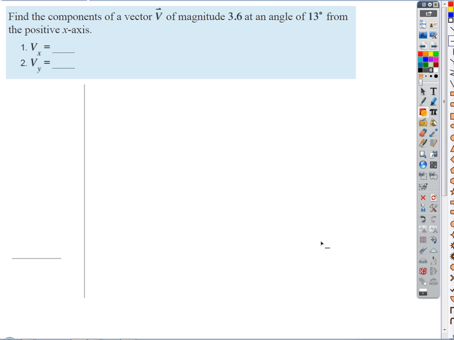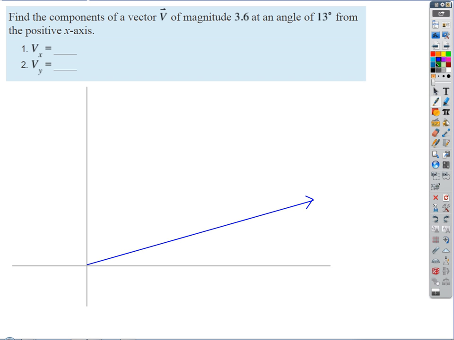Okay, so let's go. So we got our vector, right? It's going to go at a 13-degree angle, so that's pretty shallow. So we'll just say, I mean, that'd be perfect. It looks like that, right? There's our vector. Okay, so this is 13 degrees. And we're going to break that into components.